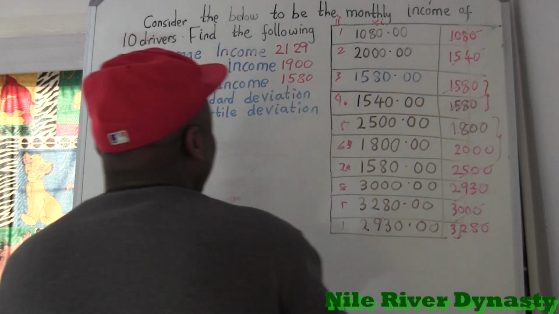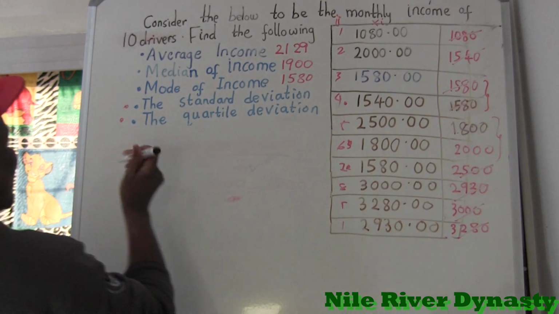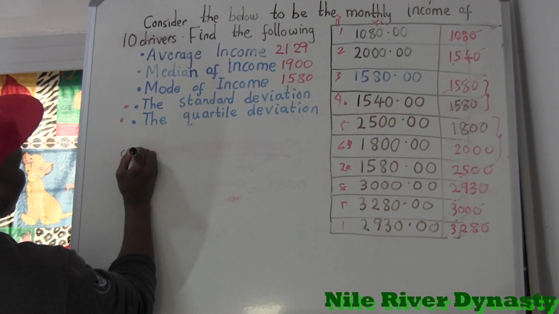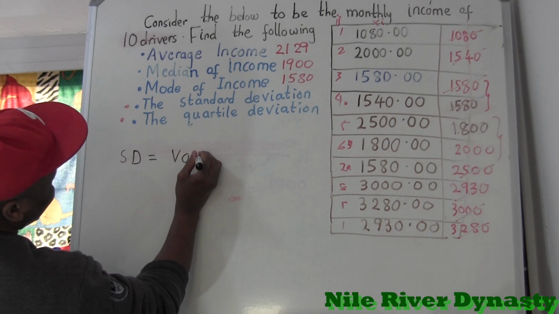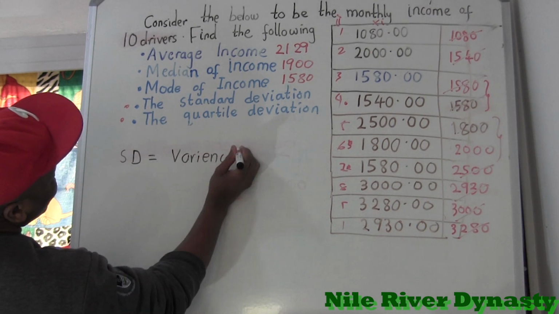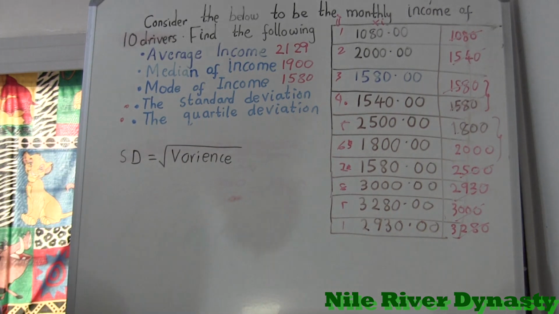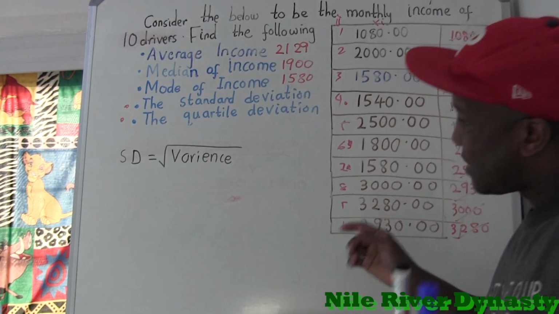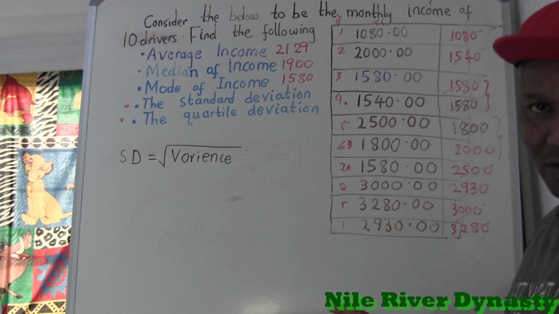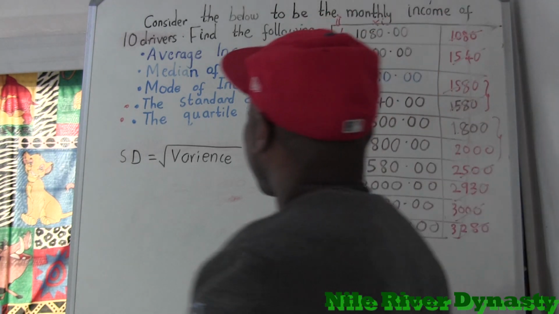So now, we want to get standard deviation. To get standard deviation, you know what you do? Get your variance, and then after you get your variance, you take the square root. For now, we're not going to focus more on the standard deviation. Let's get the variance, and then the business is done.